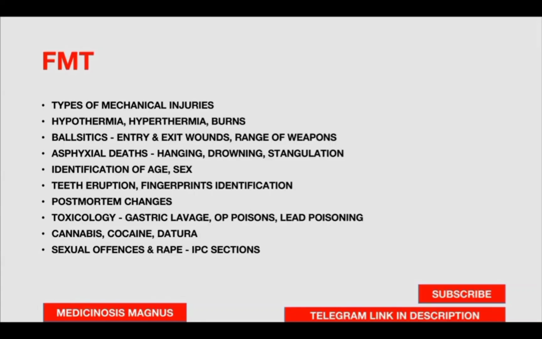In toxicology, you should know about gastric lavage, when to give, and whom you should avoid gastric lavage. And organophosphate poisons, lead poisoning, cannabis, cocaine, datura, sexual offenses and rape, IPC sections.